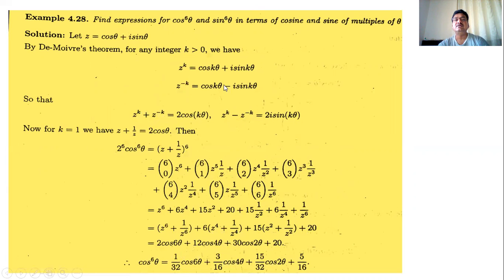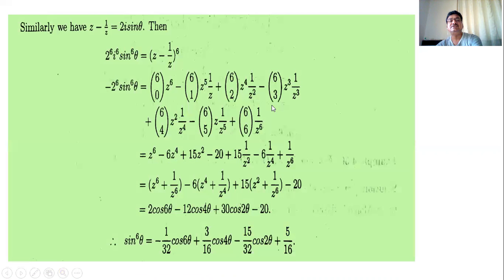Similarly, we have to find the expression for sin raised to 6 theta. Then substitute k here as 1, 2, 3, and take the 6th power of both sides. So what is Z minus 1 by Z raised to 6? This i raised to 6 is what? i squared into i squared into i squared, that is minus 1 into minus 1 into minus 1, three times. That is minus, so we have minus 2 raised to 6 sin raised to 6 theta.